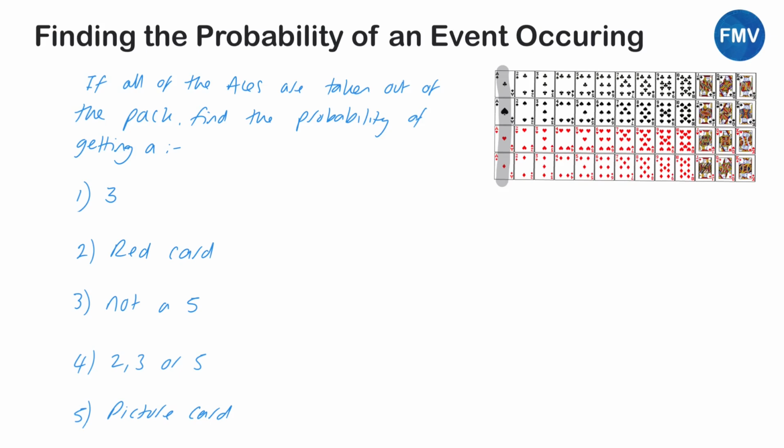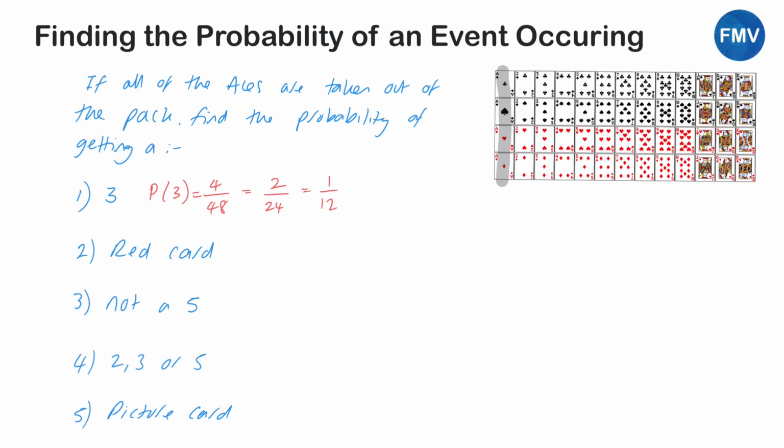Let's have a look at this. How many threes are there? There are all the threes. There are four threes. Out of how many cards? Well, originally there were 52 cards, but we've just taken off all the aces. We've taken off four. So now we've got 48 cards left. The probability of getting a three is 4 out of 48. Well, you can halve both of those. That's 2 out of 24. And again, you can halve it, which is 1 out of 12.